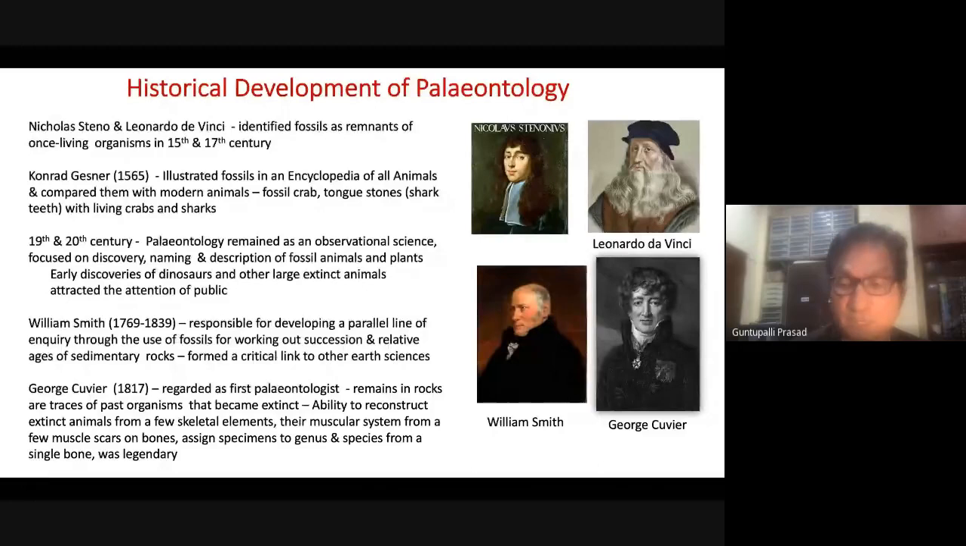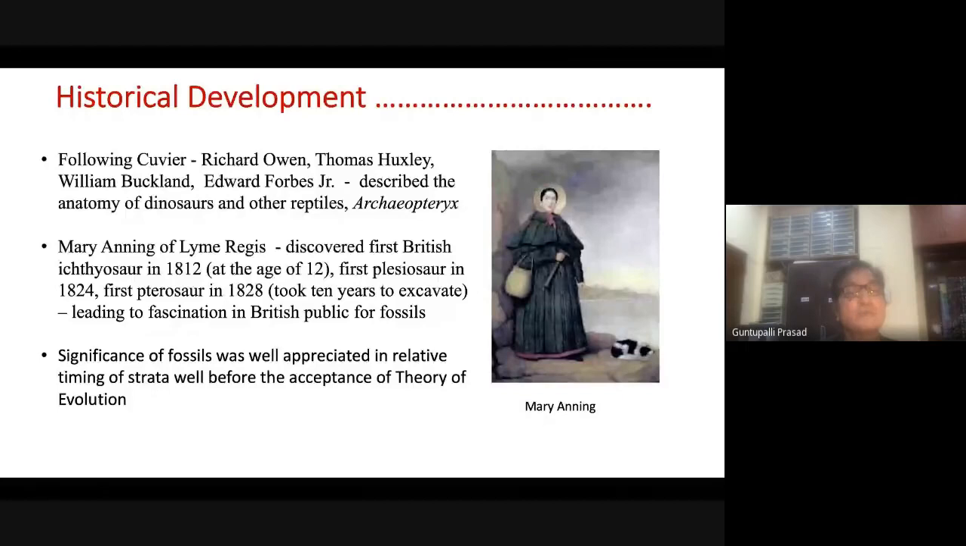Then following Cuvier, we had several people in England. For example, Richard Owen, who is credited with coining the name dinosaur in 1842, and Thomas Huxley, William Buckland and Edward Forbes. These are the people who described many of the fossils, like the reptilian fossils, like the dinosaurs, and also Archaeopteryx. They were teaching anatomy in many of the medical schools, and they used the knowledge of anatomy to describe most of these fossils, and they gave a very detailed, very comprehensive description of the anatomy of the fossils.